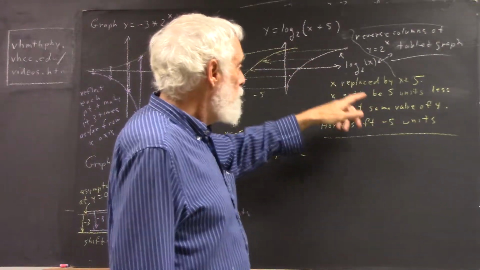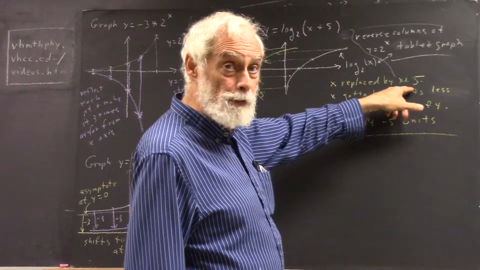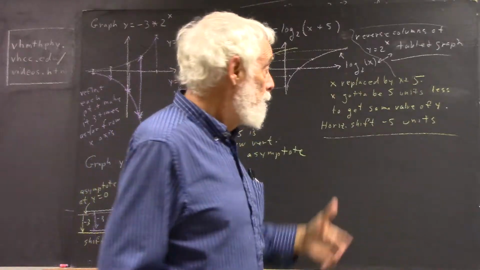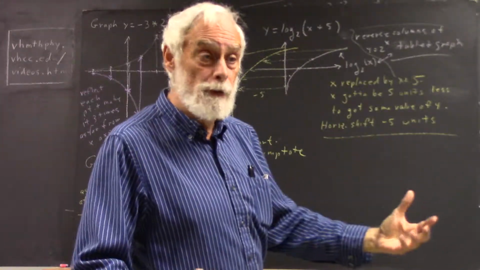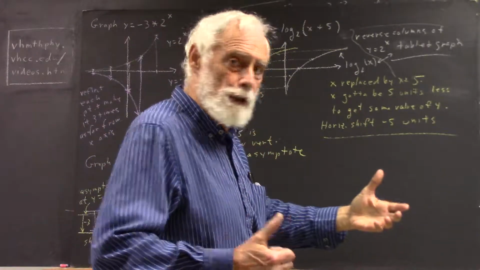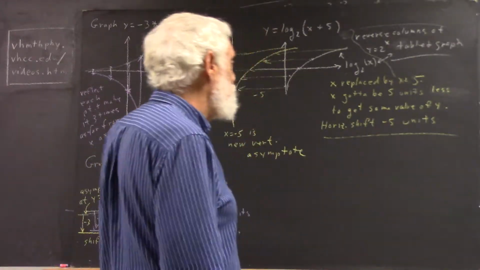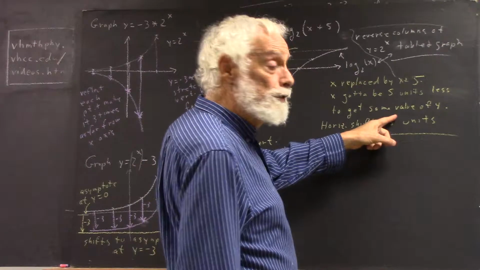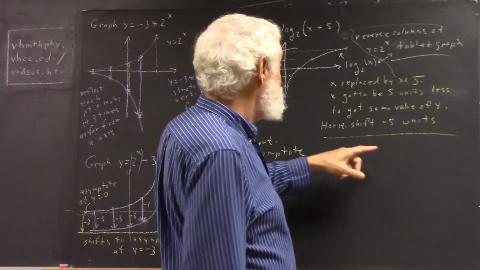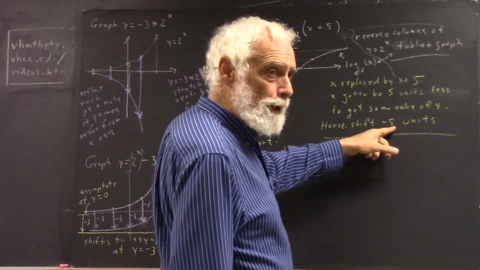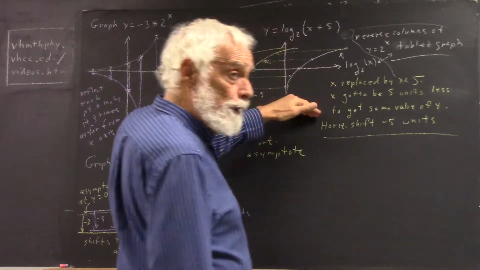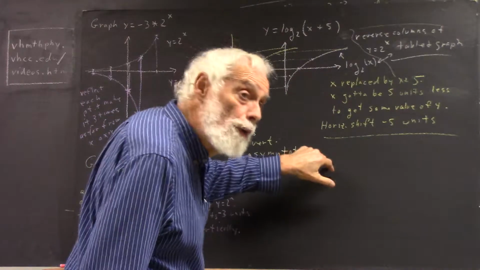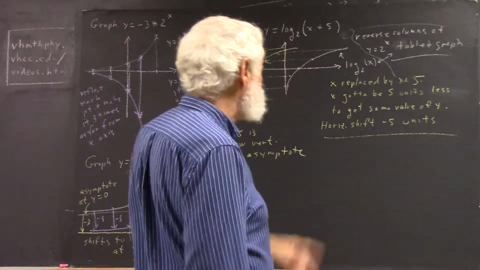Then x has been replaced by x plus 5. Well, that should tell you immediately that you have a horizontal shift of negative 5. And if it doesn't, you need to review everything we've done about horizontal shifts. But it says that x has to be 5 units less to get the same value of y. That means that we have to have a horizontal shift of negative 5 units. And maybe you can digest this statement to understand why the horizontal shift is negative 5.